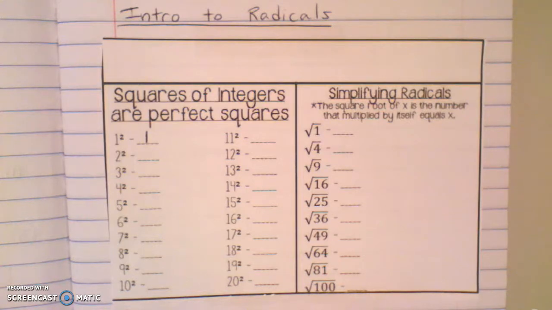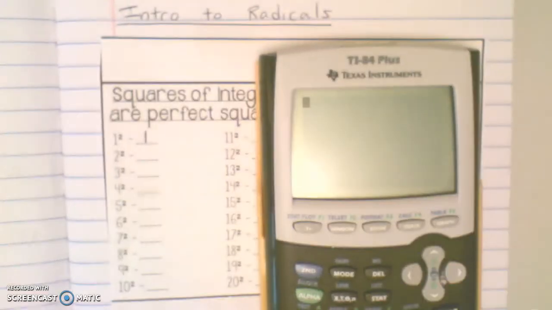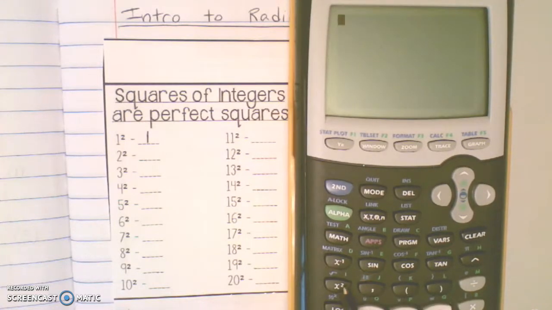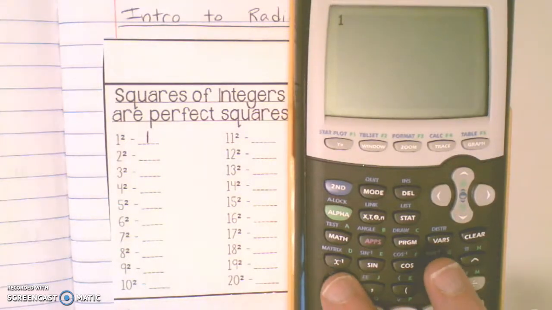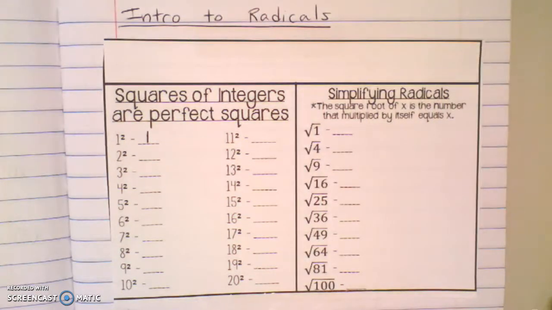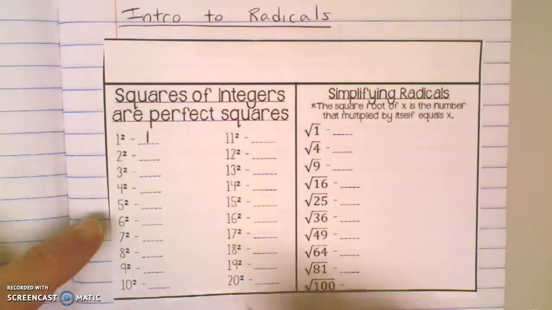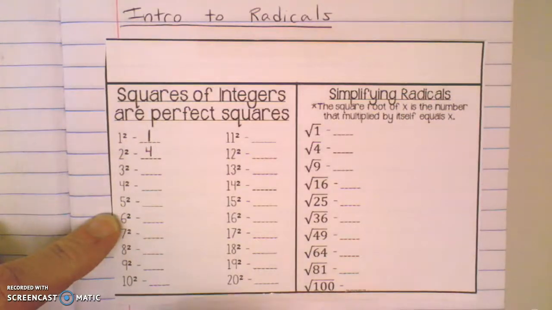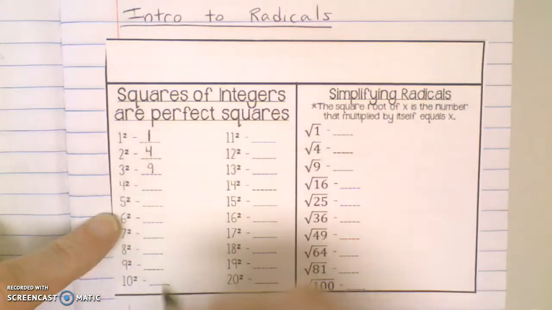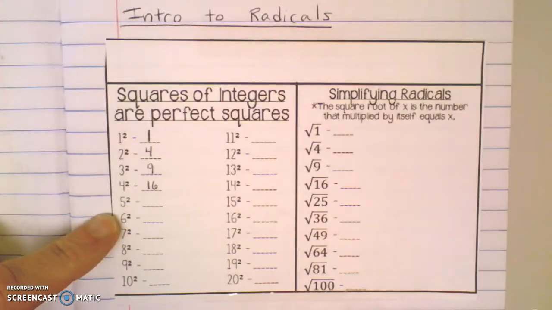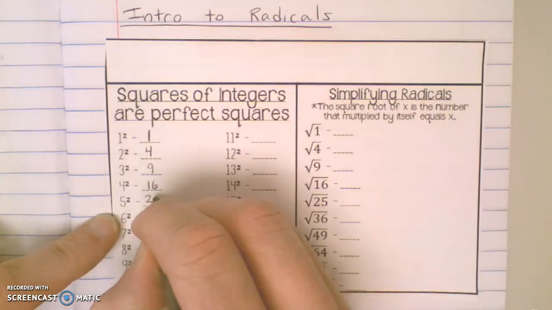And so remember, on your calculators, if you wanted to type this in, the x squared button is right here. So if I wanted to do 1, I would type in 1 and then squared, and I can get my answer. So I can go through that with all of these. 2 squared is 4. 2 times 2 is 4. 3 squared is 9. 3 times 3 is 9. 4 squared is 16. 5 squared is 25.